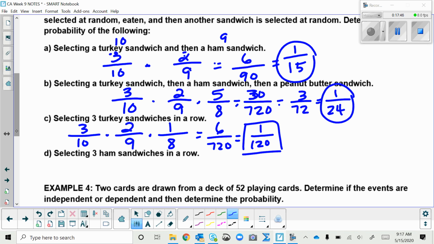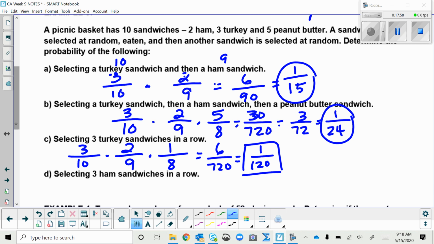Now pause your video and try D. Now you might feel like D is exactly the same as C, so therefore they should have the same answer. But the reason you're not going to get the same answer is because they started out with different values. There was 2 ham and 3 turkey, right? So you kind of have to think about this one for a second. If you just used your brain and no math, what's the probability that you would get 3 ham sandwiches in a row, considering that there was 2 to start with? 0, right? That's not going to happen because it's not possible that that third sandwich could be ham.